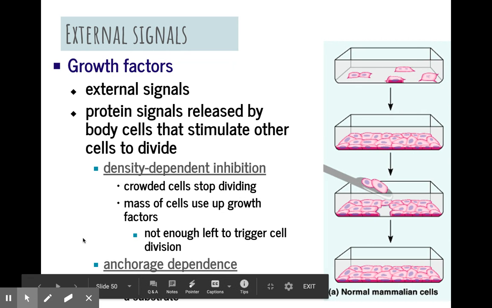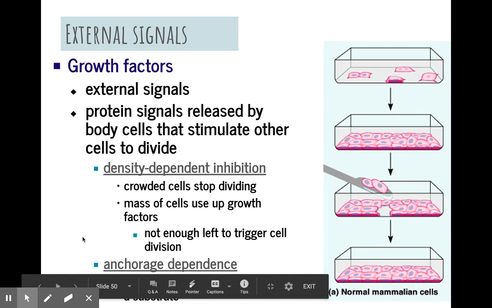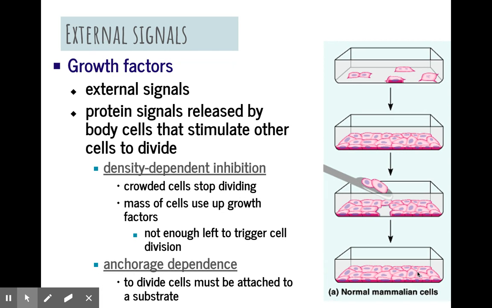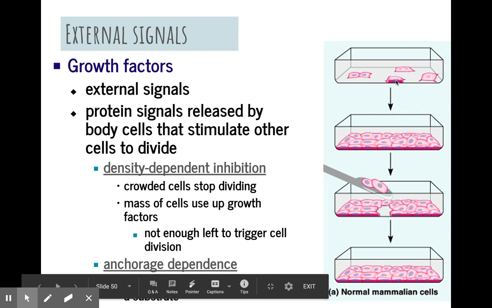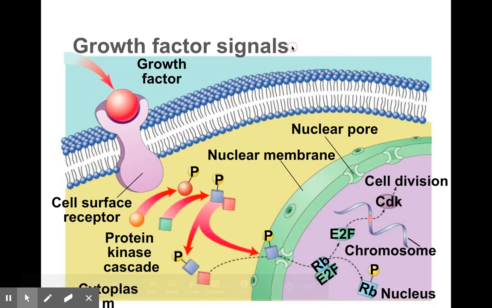So in density-dependent inhibition, crowded cells stop dividing, meaning your cells regularly know when to stop dividing. If I get a cut, cells are going to multiply, and cyclins and CDKs are going to be released from your cells to promote cell division. Your cells need to know when to stop dividing. So the cells use up what is known as growth factor. There's not enough left to trigger cell division any longer, and then your cells stop dividing. It's also known as anchorage dependence. To divide, cells must be attached to a substrate, so they attach to each other. If I were to take out normal cells, notice here that they're going to grow, and they're going to continue to grow, and they know when to stop growing, okay?